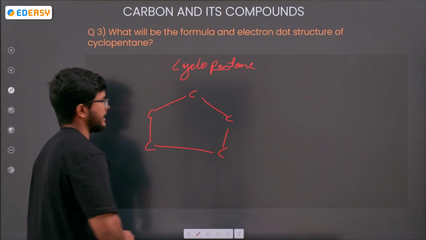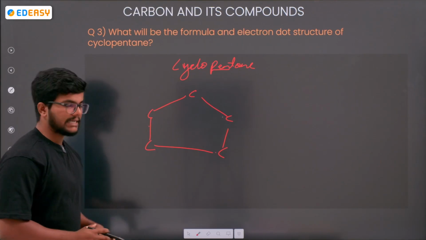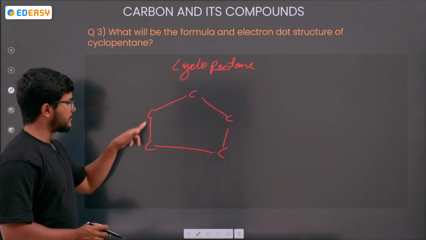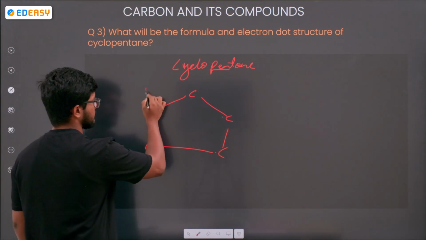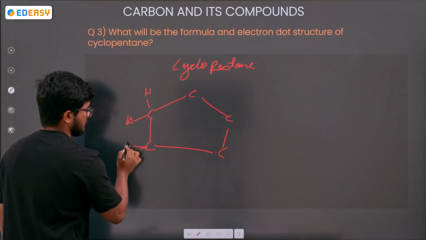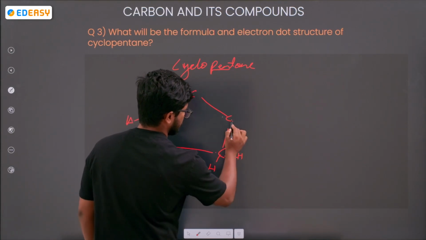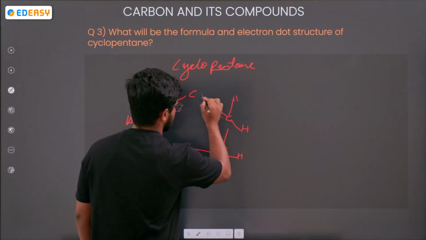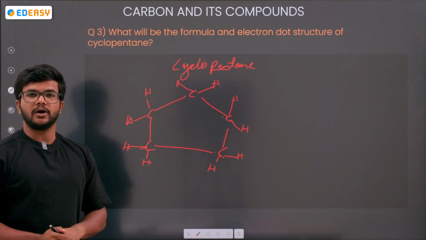Okay, cyclopentane is like this. Now the number of bonds required for the carbon: each carbon is already making 2 bonds, so the remaining 2 bonds can be hydrogens. Hydrogen here, hydrogen, hydrogen, and so on for every carbon. Okay, so this is the structure of cyclopentane.